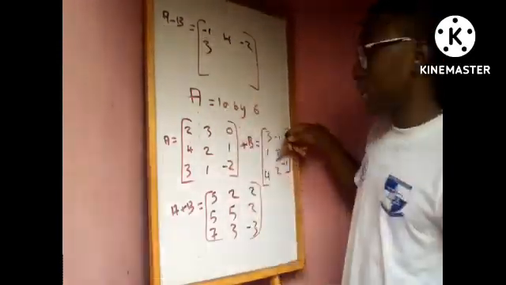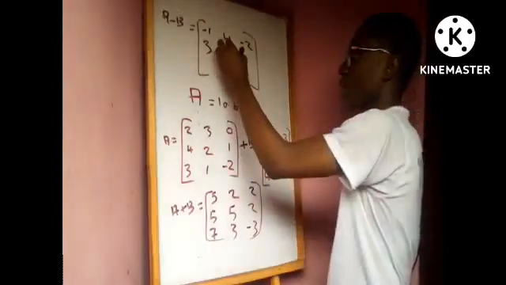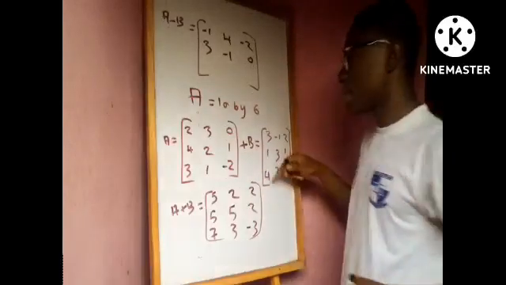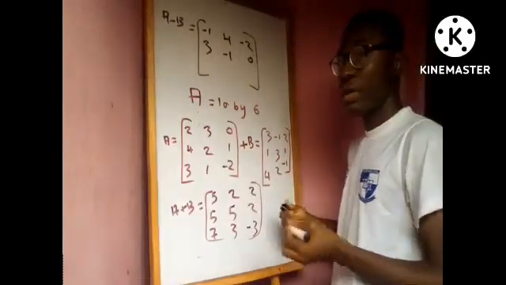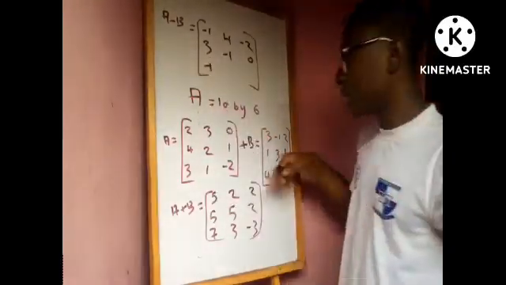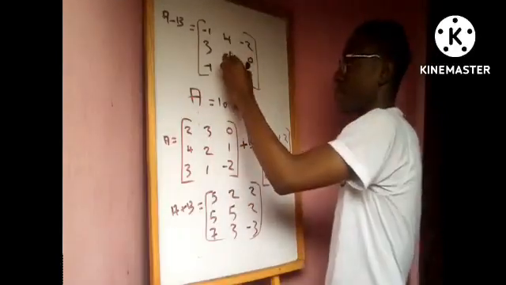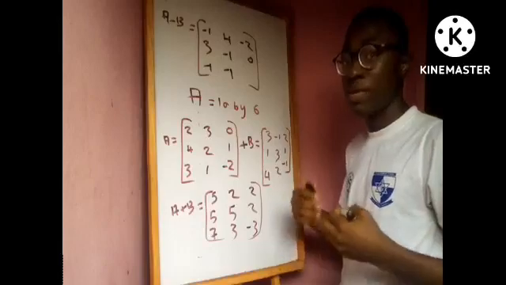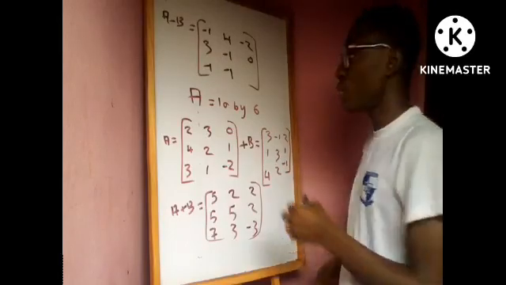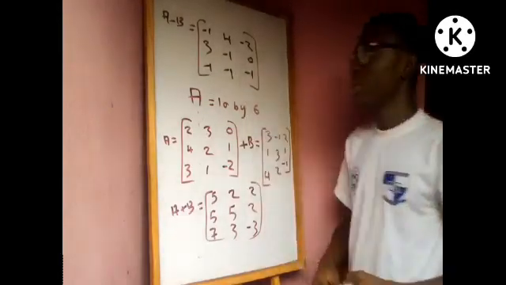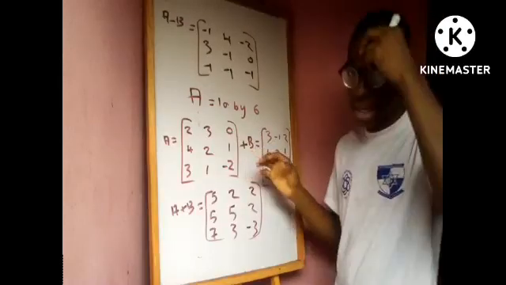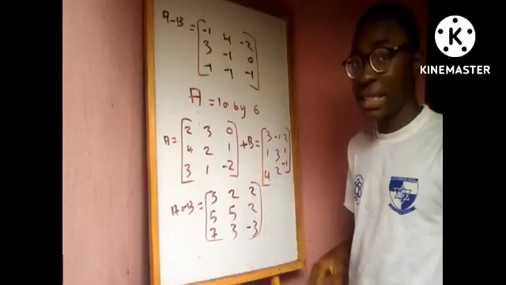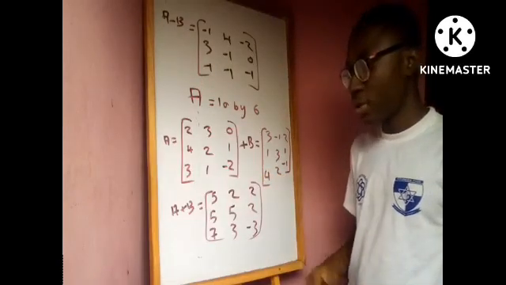You subtract 3 from 2. That's 2 minus 3. That's minus 1. You subtract 1 from 1. That's 1 minus 1. That's 0. You subtract 4 from 3. That's 3 minus 4. That's minus 1. You subtract 2 from 1. That's minus 1. You subtract minus 1 from minus 2. That's minus 2 minus minus 1. So that's minus 2 plus 1. That's minus 1. So if we have to subtract these matrices, that is how it's done. As you can see, the process of addition of matrices is similar to the process of subtraction of matrices.